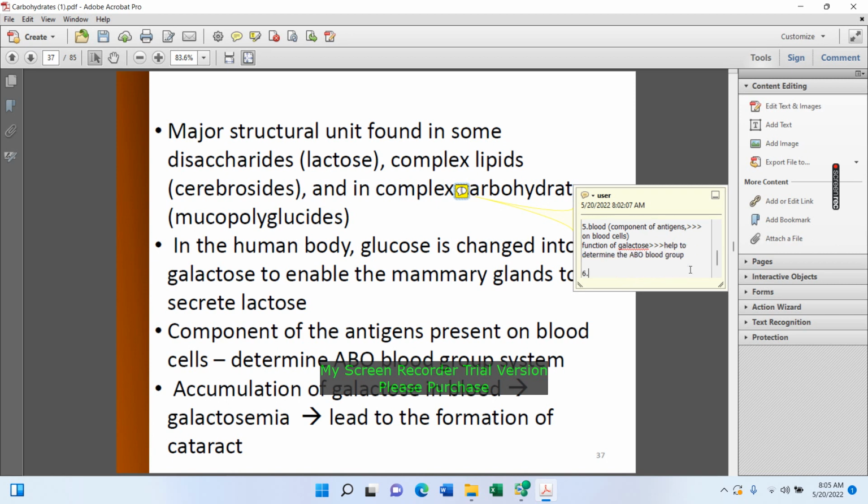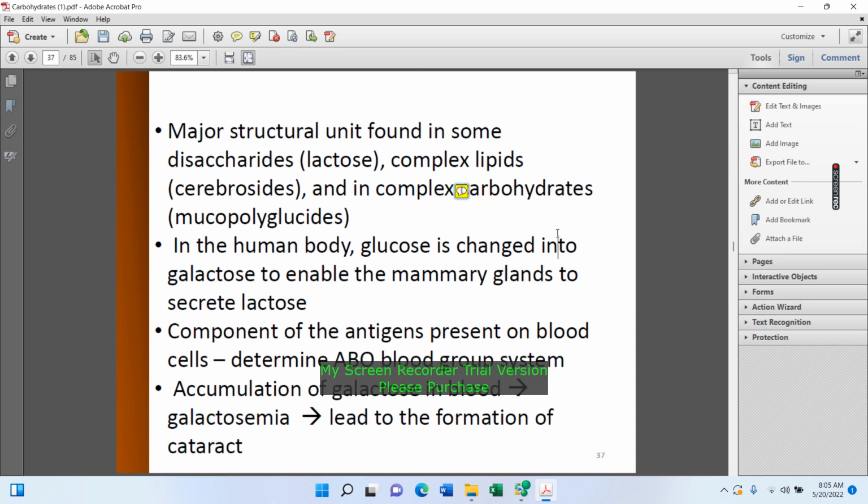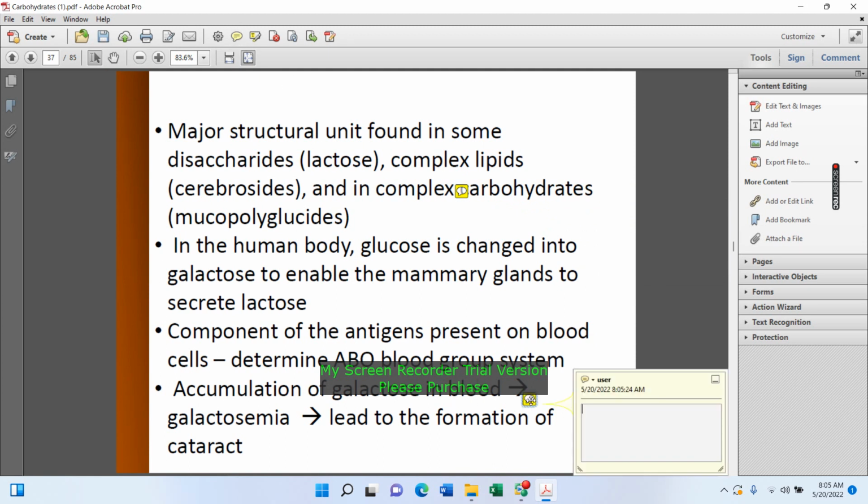The sixth one is accumulation of galactose in the blood. It causes galactosemia, leading to the formation of cataract. So now I'll take another note because it's quite different from the things we discussed before. Galactosemia means accumulation of galactose in blood.